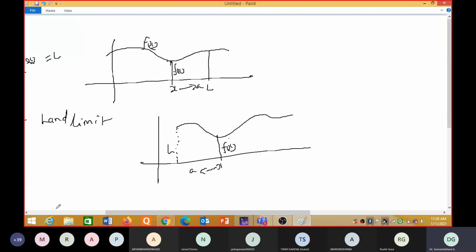So how do you write this one? When the limit as x tends to a of f of x is equal to some L, this is called the right hand limit. Here we are approaching this point from the left hand side, it is a left hand limit. Here we are approaching this point from the right hand side, this is the right hand limit. If it exists, we can say the right hand limit exists and the left hand limit exists.